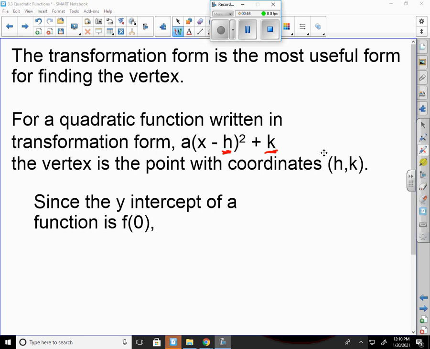Then since the y-intercept of a function is f of 0, that tells me that I can plug a 0 in anywhere I see an x up here. So f of 0 equals a times 0 minus h squared plus k. 0 minus h is just negative h. So I have a times negative h squared plus k. And that will give me my y-intercept.